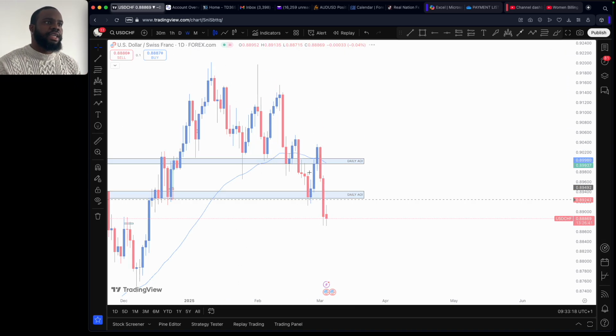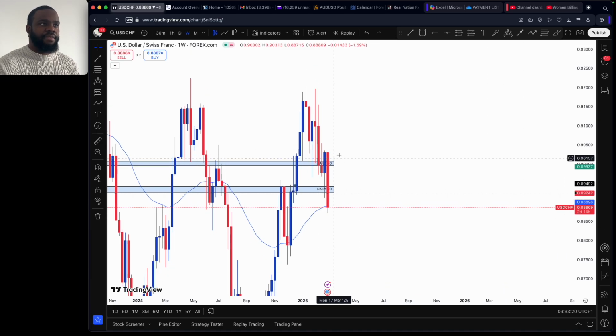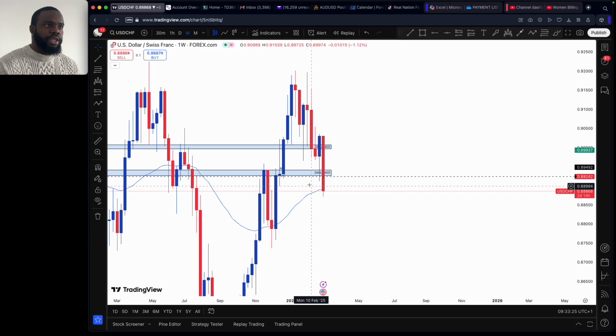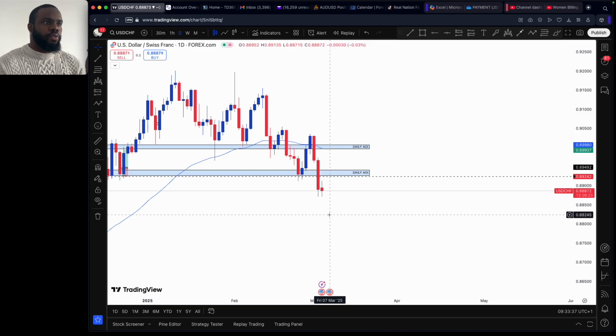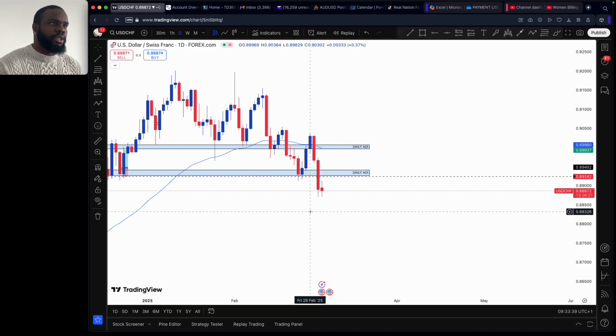Because I was also looking at the weekly time frame, because the weekly was bullish. The moment the price tapped on the weekly support zone and gave us this weekly hammer candle, I was convinced that this price was going to move to the upside. But unfortunately, as you can see, the price went down to the downside.